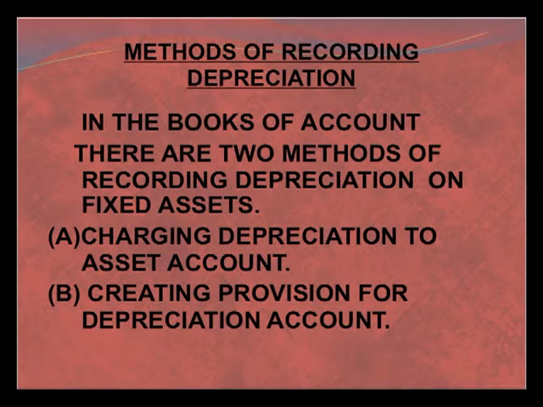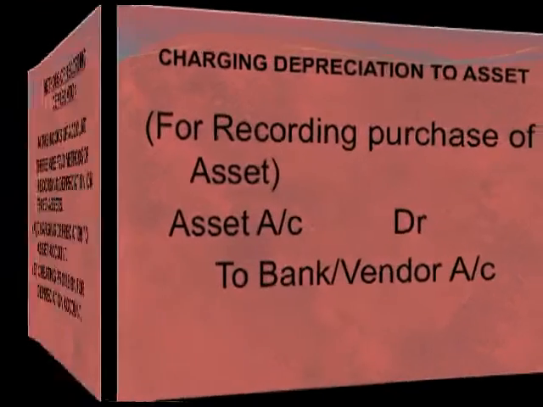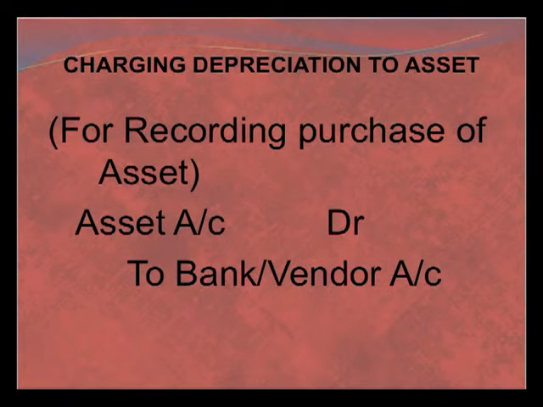When we talk of the method of accounting of depreciation, there are two methods for recording the depreciation on the fixed assets. The first method is charging the depreciation to asset account, and the other is creating the provision for depreciation account. For depreciation to asset account, we make certain entries. First, for recording the purchase of asset, we have to pass the accounting entry asset account debit to bank or vendor account. If you purchase the asset for cash, we will credit the bank account. If you purchase the asset on credit, we will credit the vendor's account.